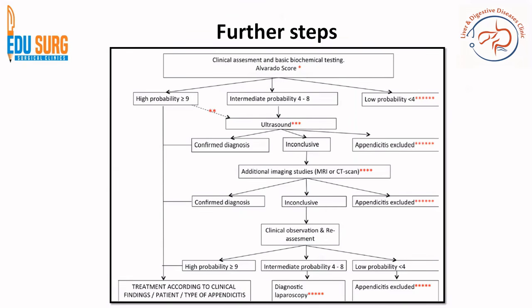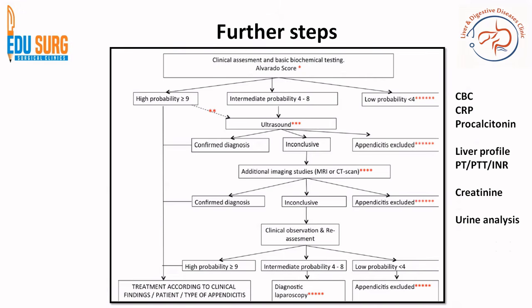Now, why is this important? And we will see this algorithm in a bit of detail. But remember that when your patient reaches this step, you have already done the blood tests: CBC, CRP, some units do procalcitonin, liver profile, PT-INR, and creatinine, especially because the patient may need surgery or a cross-sectional imaging with contrast, and urine analysis. Once you have done this, your scoring system is going to give three different possibilities.